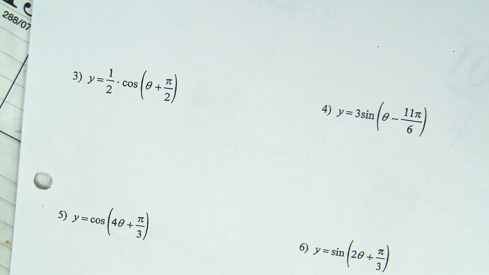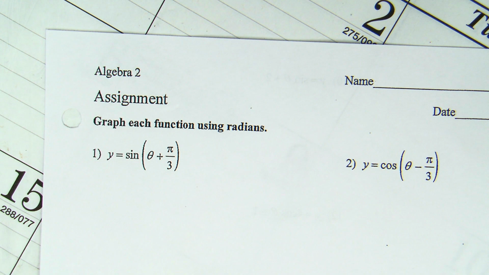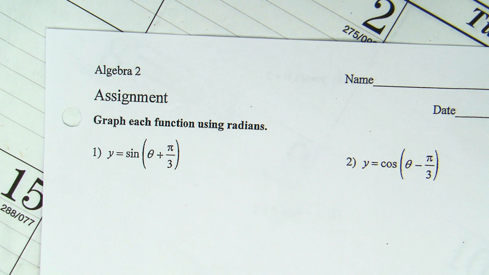Clear? All right, so y equals sine theta plus pi over 3. You have to decide whether you want to do the straightforward part first or the more challenging part first. We're going to show it to you both ways. So if we look at number 1, y equals sine theta plus pi over 3.